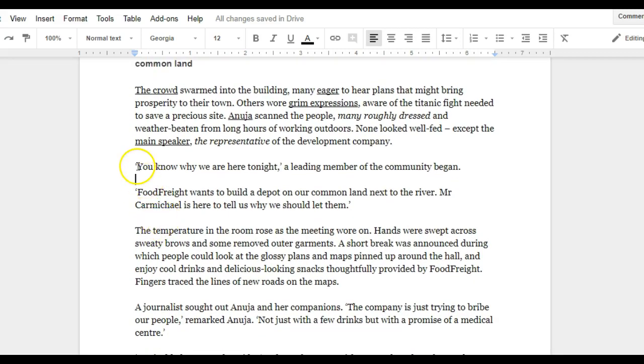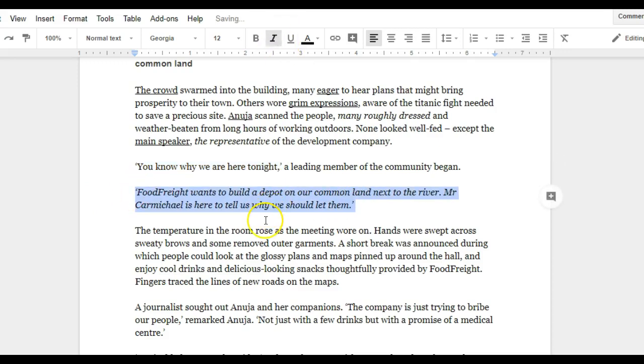So we've got some information here that helps us understand. As I'm thinking, why this here now? Well, the crowd know why they're there, but we don't. So this little bit here helps me understand what it is that the crowd are doing there. This information is not for the crowd, it's for us, which helps us understand that we've got this situation with Food Freight and the depot and the common land.